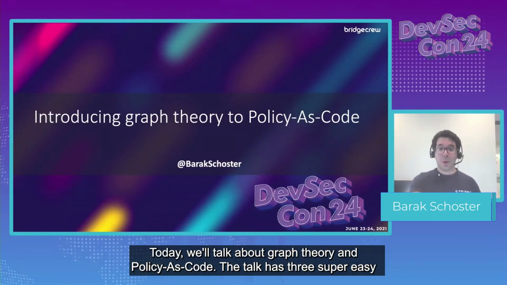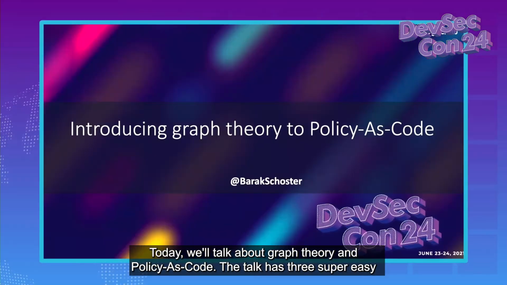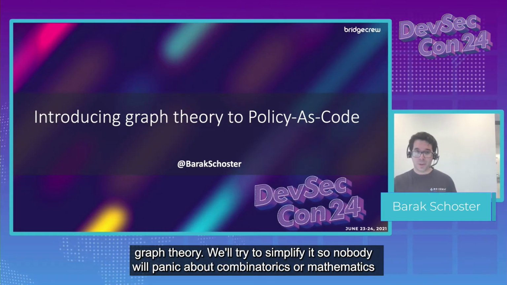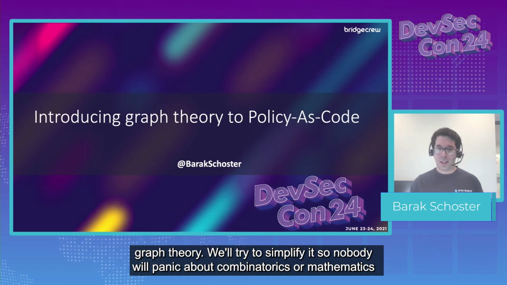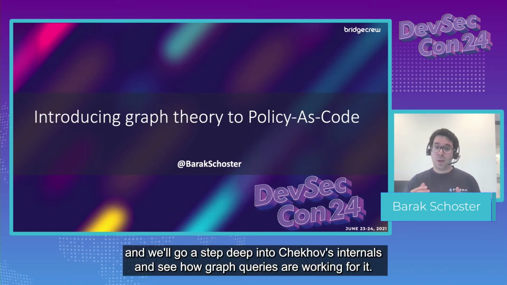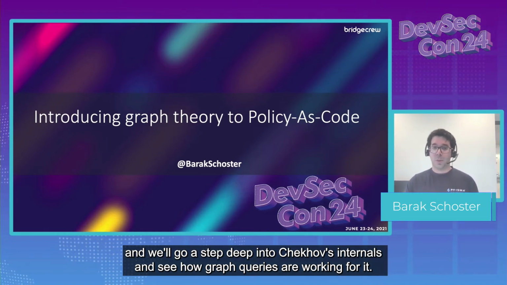Today, we'll talk about graph theory and PolicyAsCode. The talk has three super easy parts. The first one, we'll talk about what is PolicyAsCode. Then we'll go to a crash course on graph theory. We'll try to simplify it so nobody will panic about combinatorics or mathematics. And we'll go a step deep into Checkov's internals and see how graph queries are working for it.